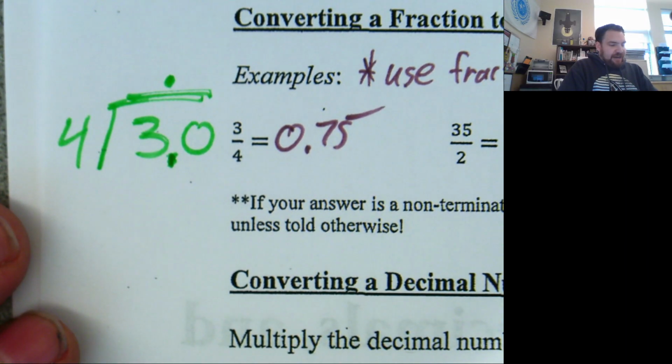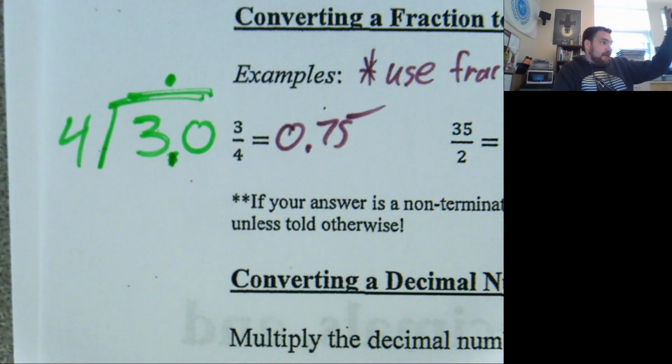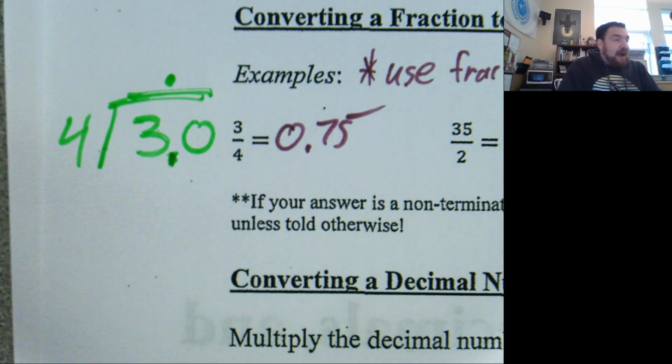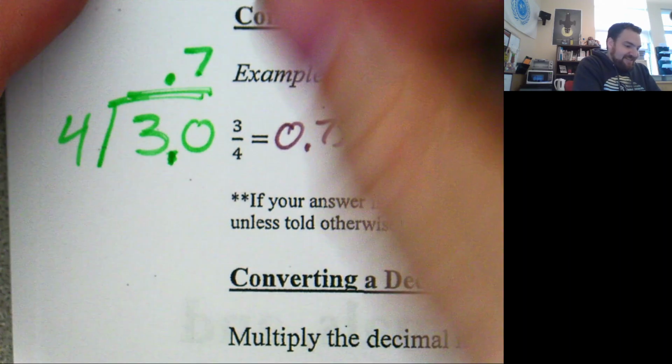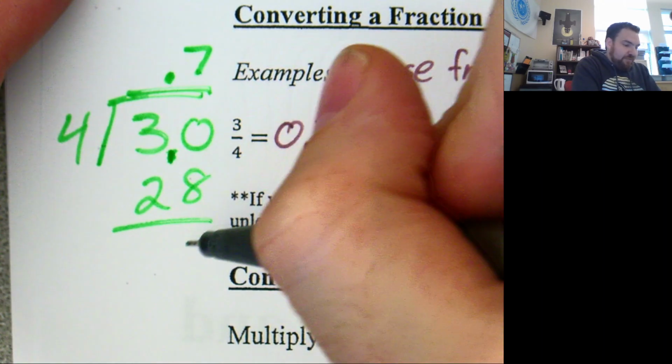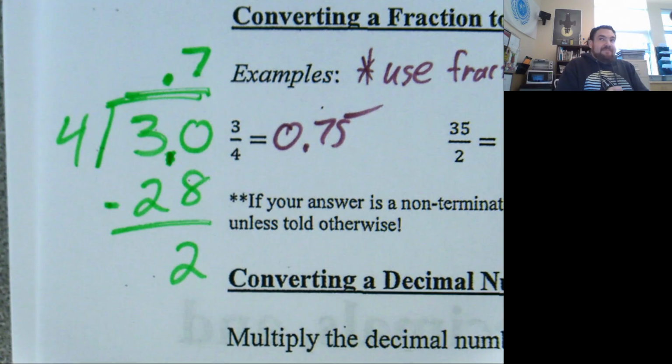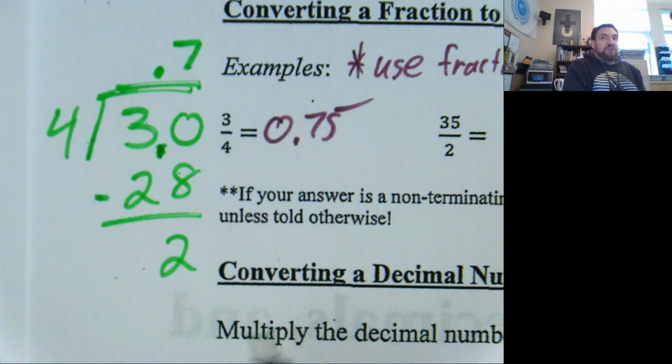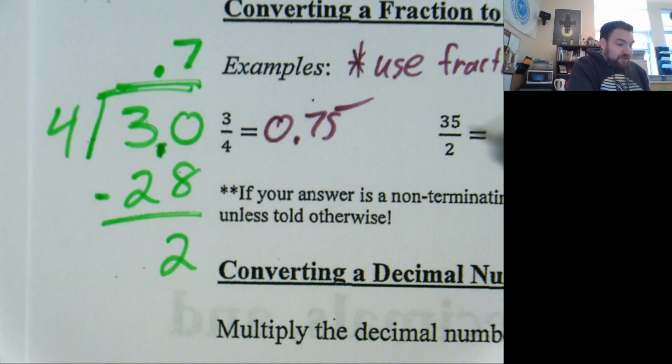And we take a look here and we say, okay, now does 4 go into 30? Raven? Yeah, it does. How many times? 7. You betcha. 7 times 4 is 28, and we subtract. It's 2. 30 minus 28 is 2. 4 doesn't go into 2, so add another 0, bring it down.